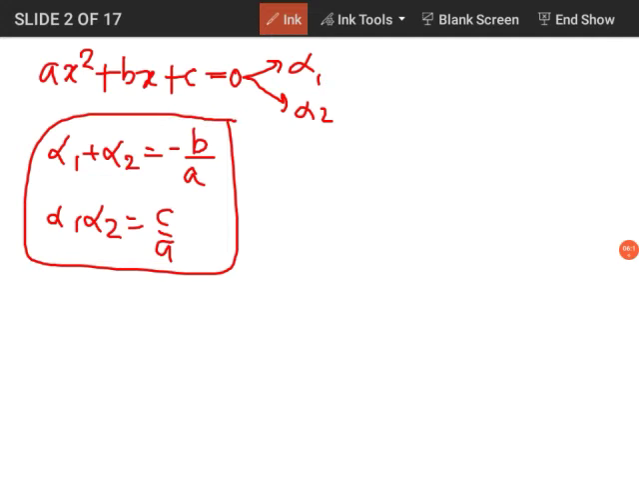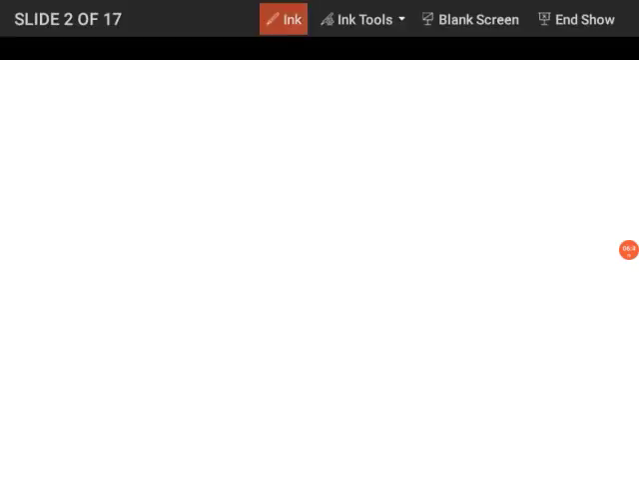Now what Vieta did, he generalized it for n number of roots. He found out a relation between the roots and the coefficients of an n degree polynomial, like generalized it. Now how did he do that? The derivation is very simple, I would say, if you understand. Now what Vieta did, so this is known as Vieta's relation.